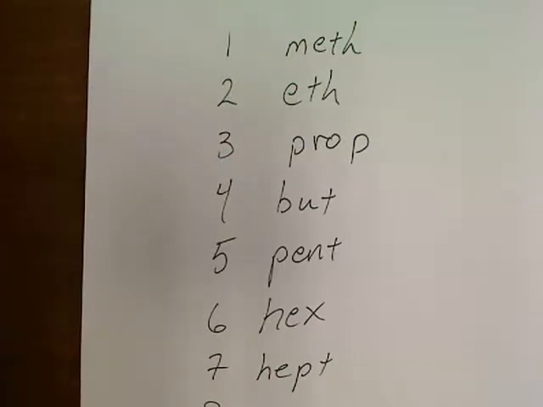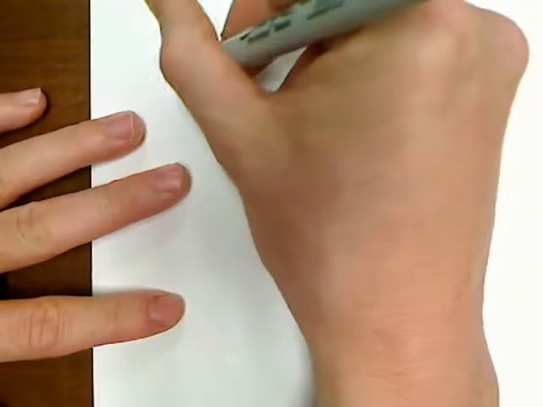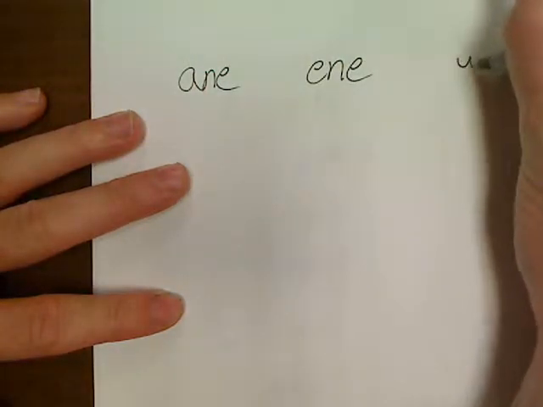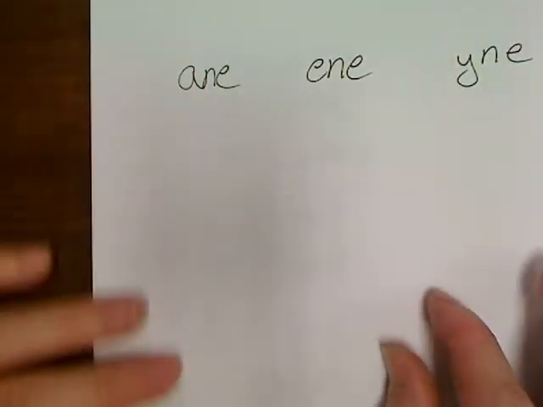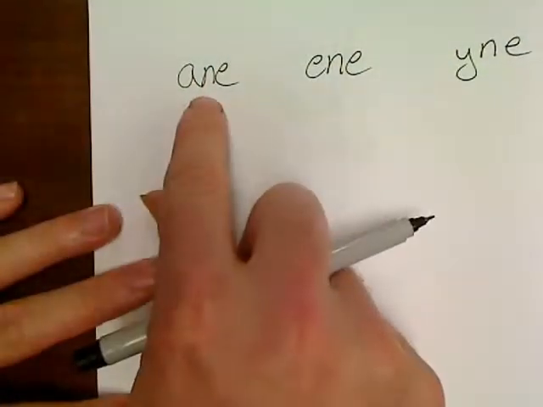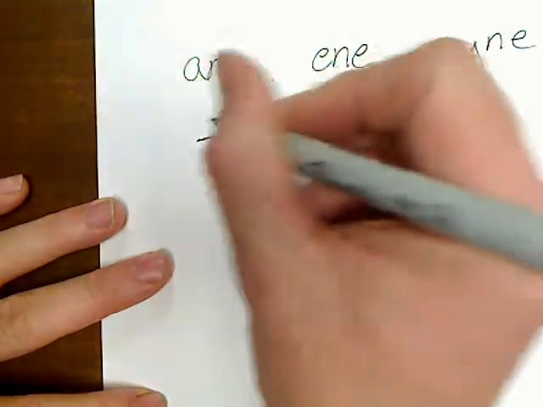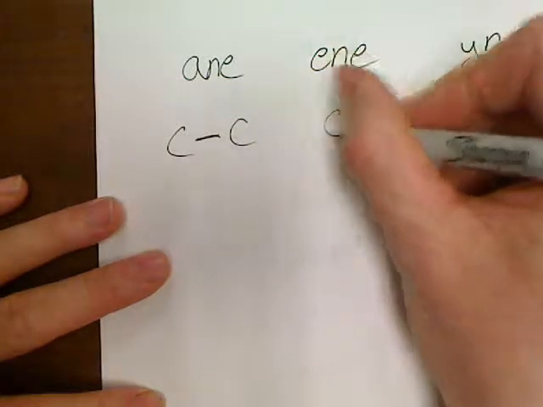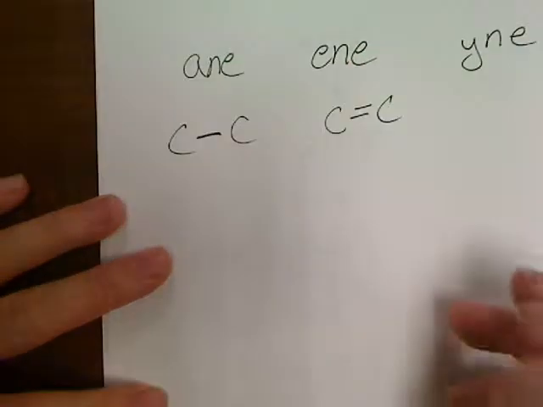Now, here's what you've got to learn next. Other than the prefix, I need you to learn a few words: ane, ene, and yne. These are the three main words. When you see the word ane, that means a single bond between your carbon atoms. When you see the word ene, that means a double bond.